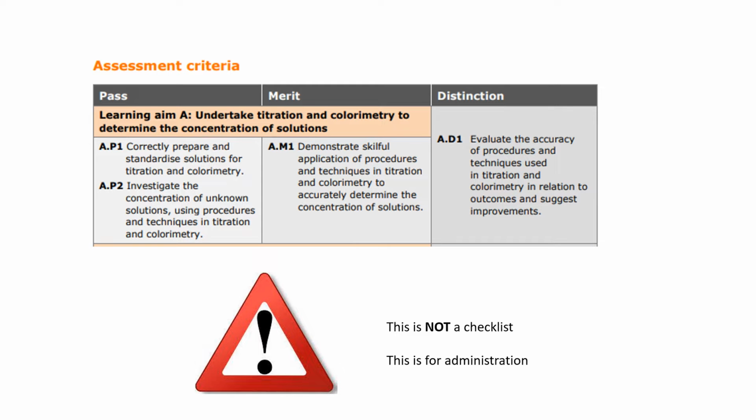Now, these are the assessment criteria, and these are on the assignment brief. But again, this isn't a checklist. One big mistake a lot of students make is they look at this and say, oh yeah, I've done AP1, tick. AP2, yeah, I've done that, tick, yeah, I've done that. It's not a checklist. This is just for administration. It really doesn't tell you what you need to do.